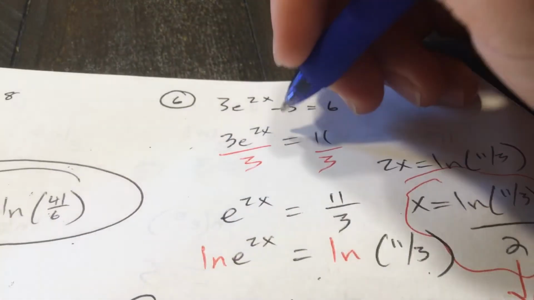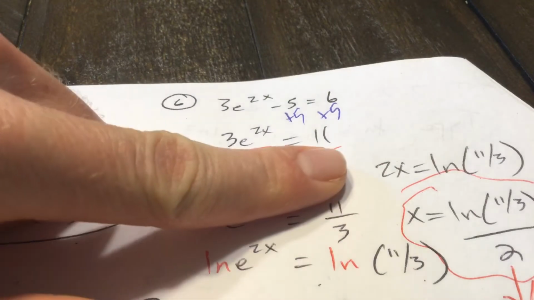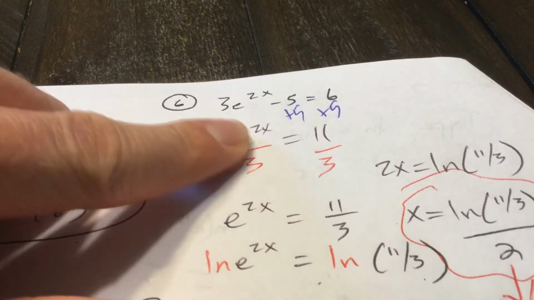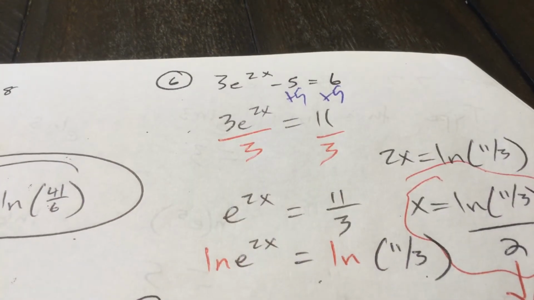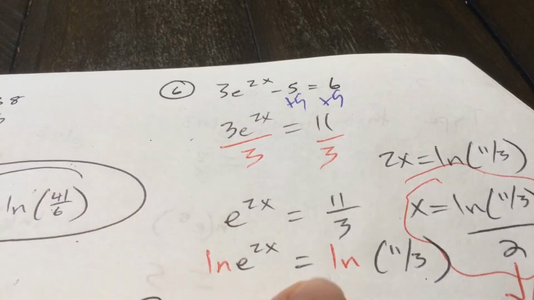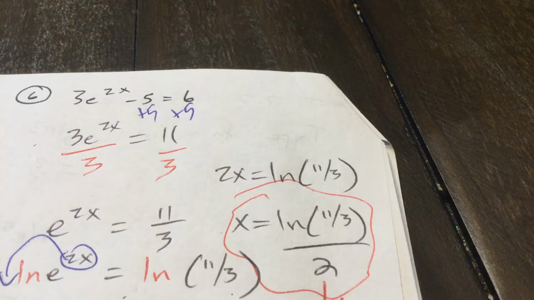Going to add 5 to both sides on number 6. Again, it's all about getting e all by itself. Then I have 3 e to the 2x equals 11. We'll divide both sides by 3. E to the 2x equals 11/3. All right, then I'm going to attach natural log. When I have e all by itself, I'm going to attach natural log to both sides. That means instead of x, 2x is going to come down this time. So 2x equals natural log of 11/3. X is natural log of 11/3 divided by 2. Believe it or not, that is an exact answer.